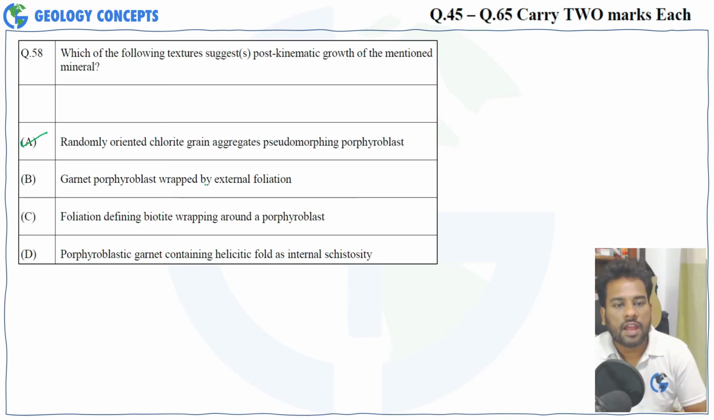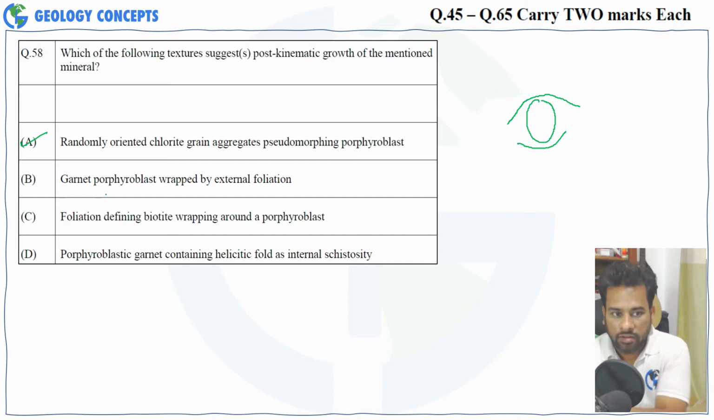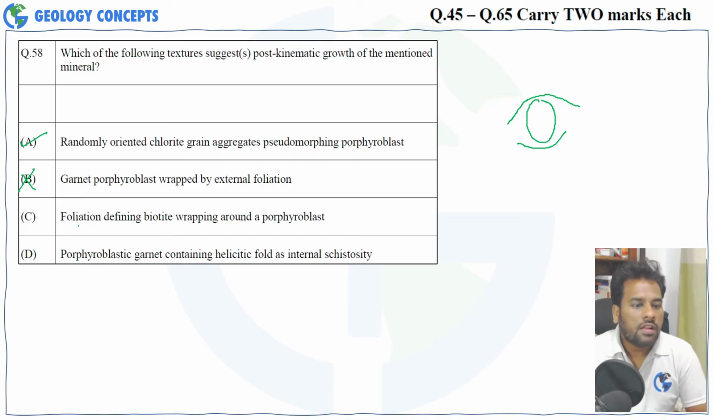Garnet porphyroblast wrapped by foliation. If it is wrapped, that means it was already present there, so it is not post-kinematic. If there is any kind of wrapping of a porphyroblast, that means it is either syn-kinematic or pre-kinematic, but it is not post-kinematic. So B is wrong. Foliation biotite wrapping around a porphyroblast. Again, this is also wrong. This is generally syn-kinematic. This is pre-kinematic.